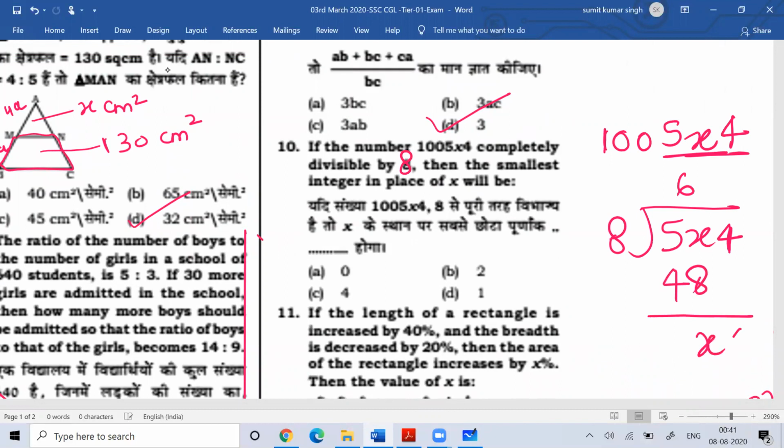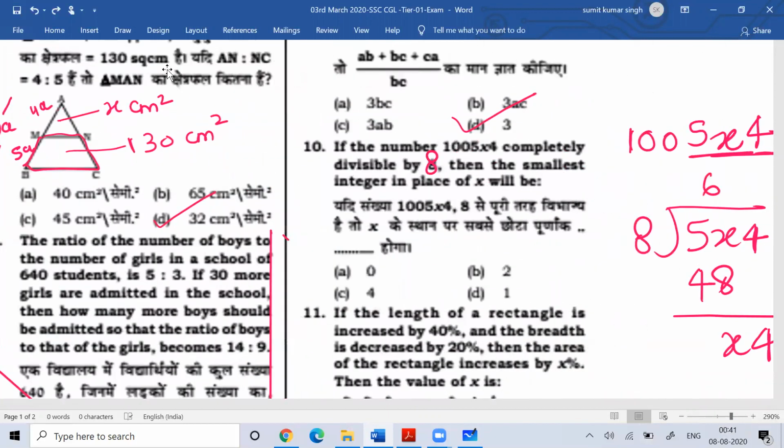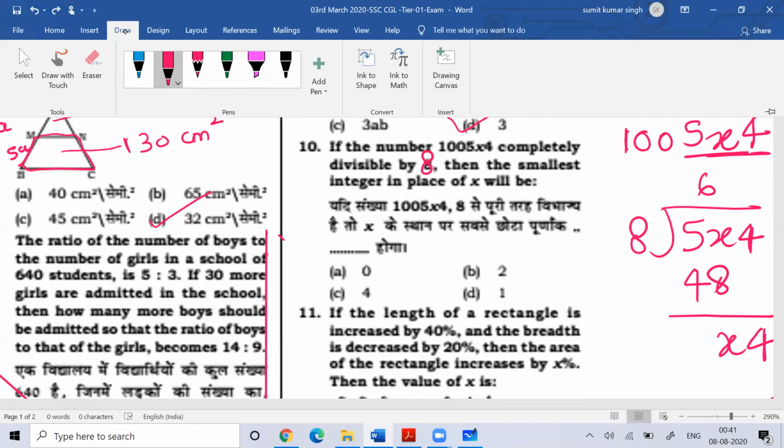Then you get x and 4. So what should be the value of x? You need to understand here. Not x here, x will not come. What will come? Here x minus 8 will come. Here what will come? Here the digit.